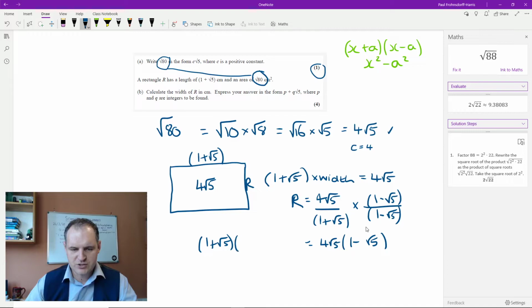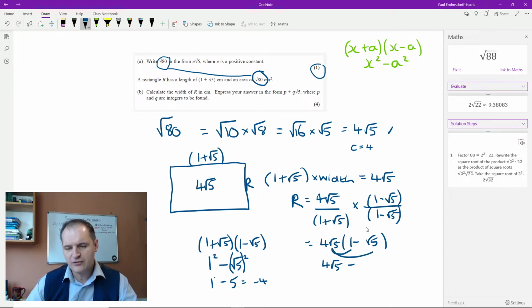disappear. So this one, we're going to have minus root 5. That is going to multiply as 1 squared minus root 5 squared. But whenever you have a root squared, they basically cancel out, and we've got 1 minus 5 equals negative 4. Over here, I've got 4 root 5 minus 4 root 5 times root 5. When you multiply root 5 by root 5, you get 5. So this should make 20.